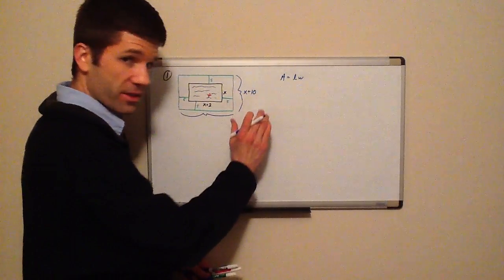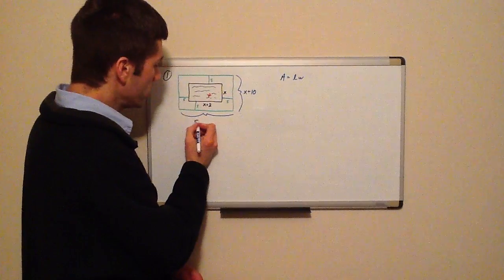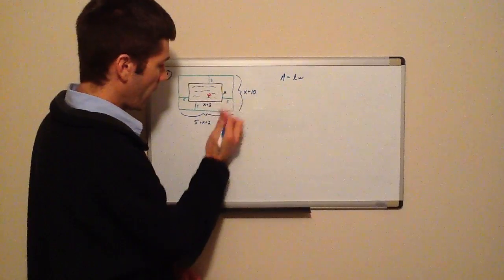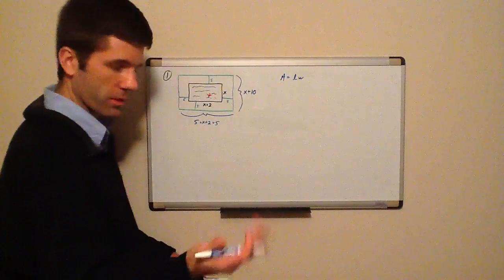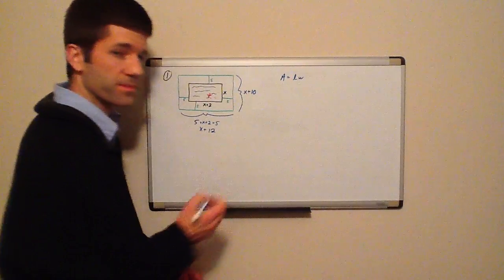Let's find this entire distance across here. I'm going to write this one out a little bit differently. That one's 5. That's x plus 2. And that's 5. And we're going to add all these together. And here we go with the like terms. So that's really x plus 12.